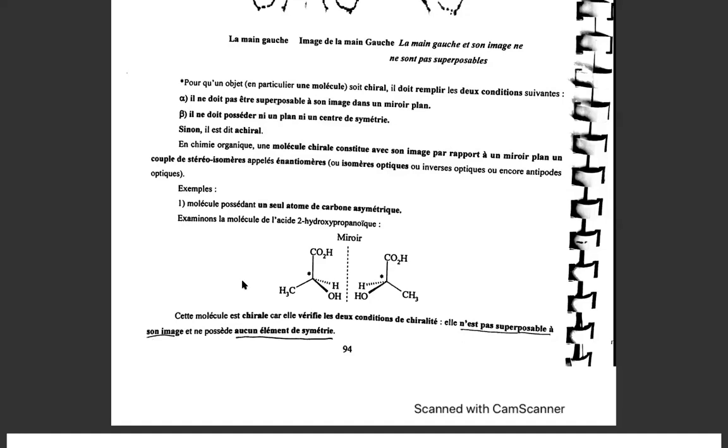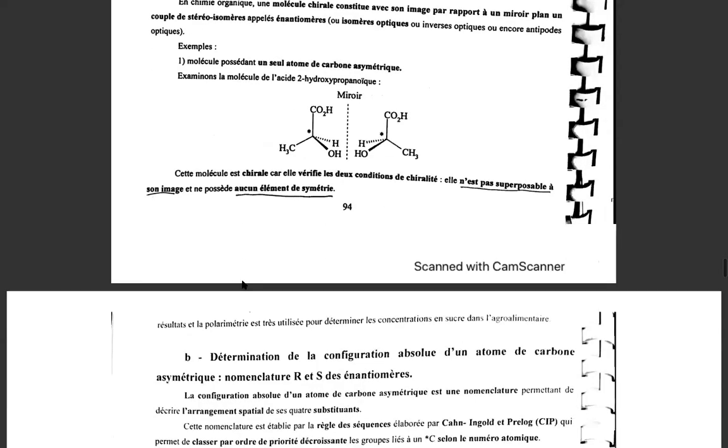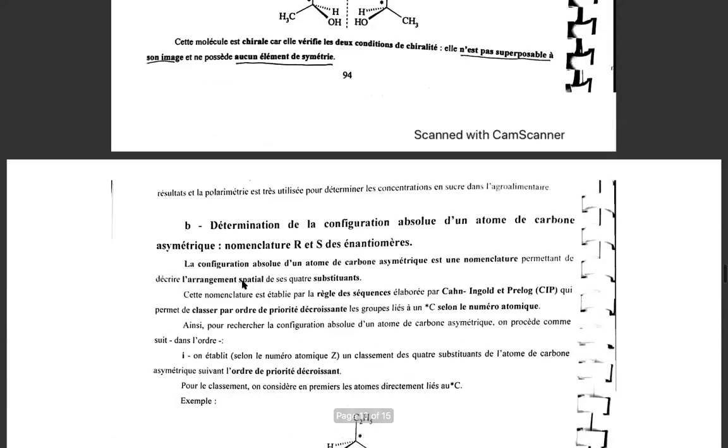Yeah. Okay. So now we go to the nomenclature part. In enantiomers and isomers, we are going to have another type of nomenclature. So please take note.